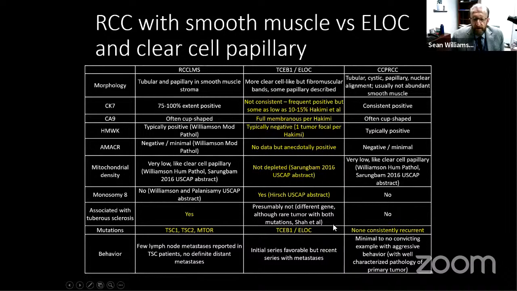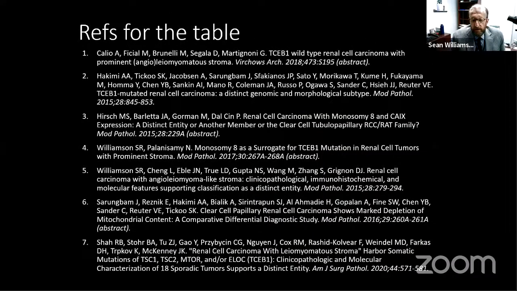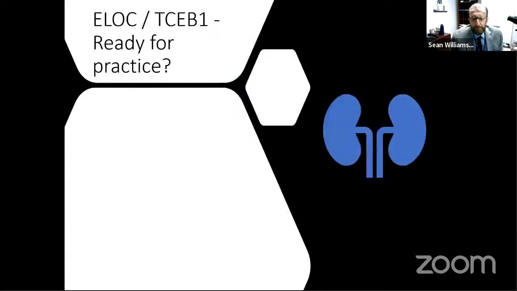So again, this is very much into the weeds. If you're not a super renal tumor enthusiast like myself, feel free to ignore this slide. But these are some of the subtle differences that I think are out there between the TCEB1 mutated tumors and those with the smooth muscle stroma. So again, if you're really excited about this, feel free to take a screenshot or photograph of this reference list, but I realize that most people are not as hot on this topic as I am.